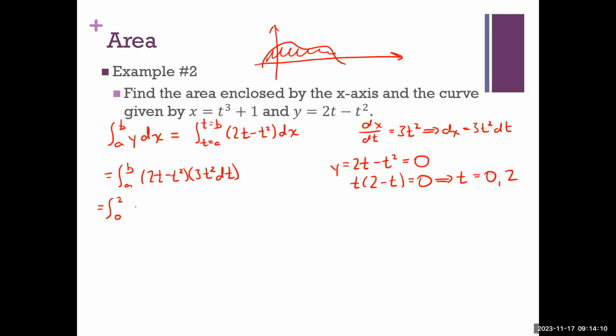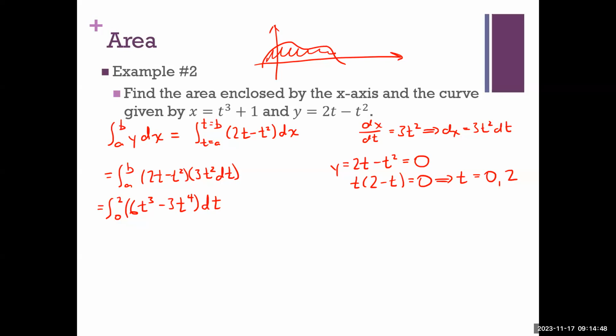I'm going to do some distributing. So that becomes 6t to the third minus 3t to the fourth. So I'll pause there. Like I said, I think setting up these integrals is probably the more difficult and more important step. So any questions about how we got here based on the information and what I required? If we're okay with how this integral got generated, let's go ahead and compute it.